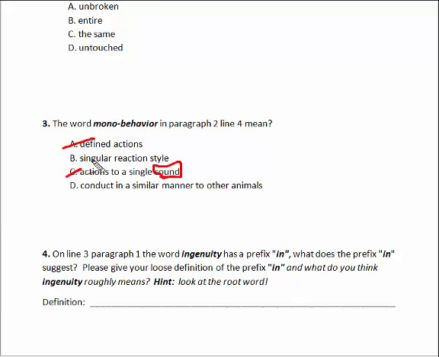Defined actions, that's off topic. It's singular reaction, which is one, single and mono. Say the same thing, Scooby-Doo style. 3, B is the correct answer. Let's move on to 4. We take a look at 4.